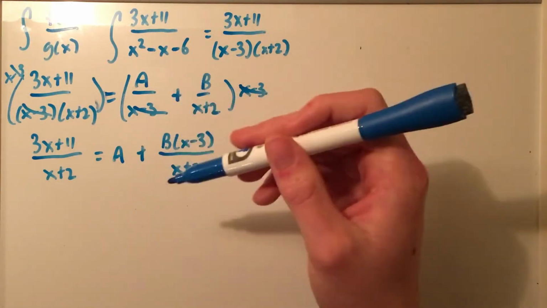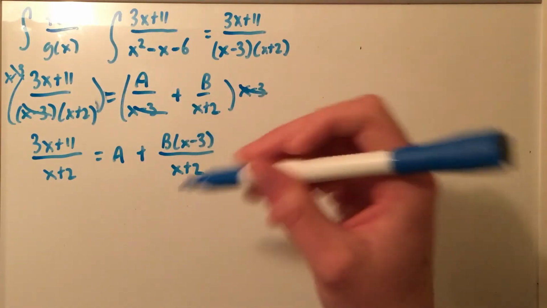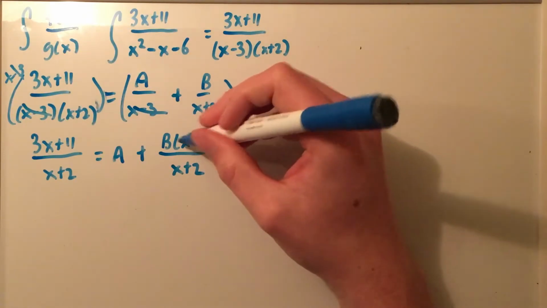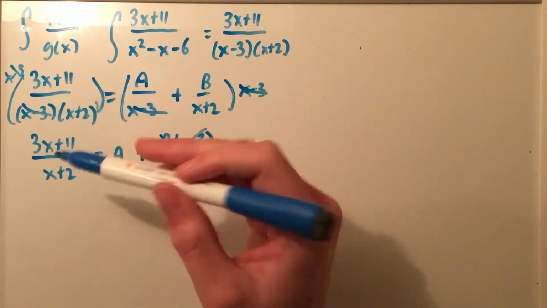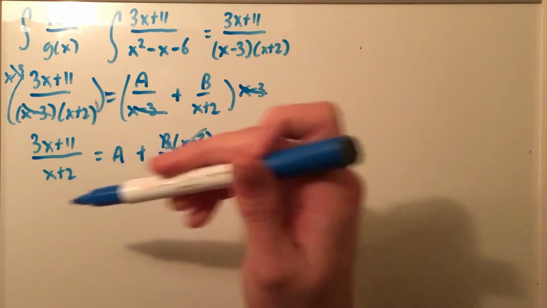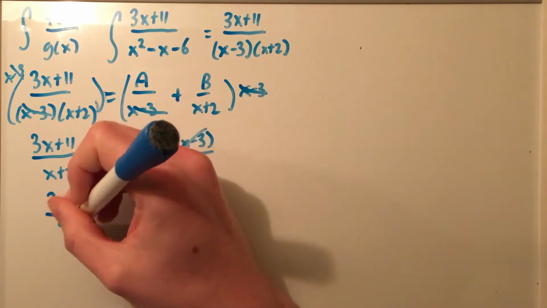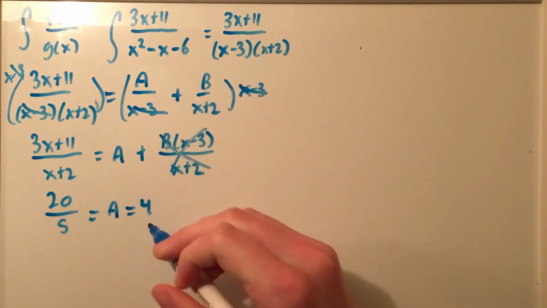Now you're going to set this factor you just multiplied by, x minus 3, equal to 0. To do that, you make x equal 3. If you plug in 3 for x, that whole term goes to 0, so you're left with a. On this side, you plug in 3: 3 times 3 is 9, plus 11 is 20, so 20 over 3 plus 2, which is 5. 20 over 5 equals a, so a equals 4. That's how you solve for a.